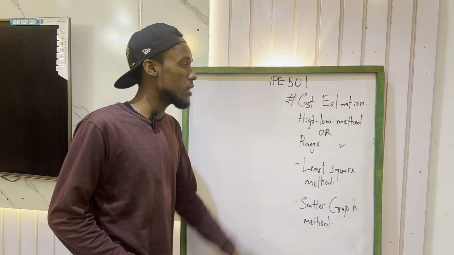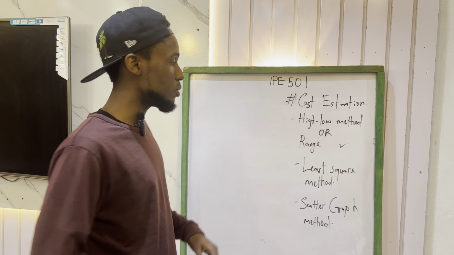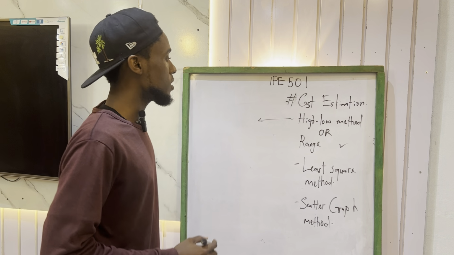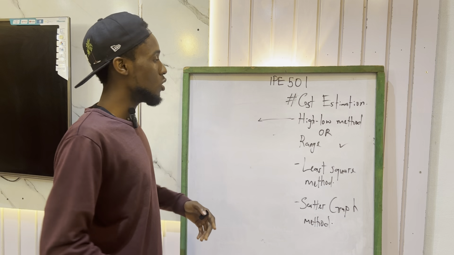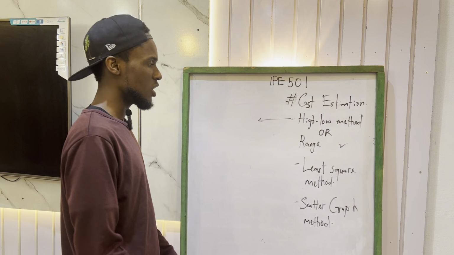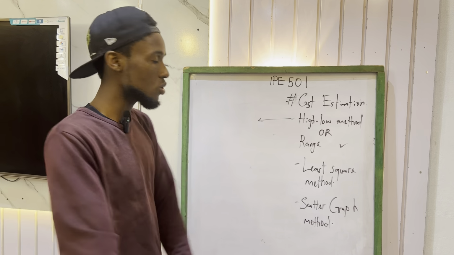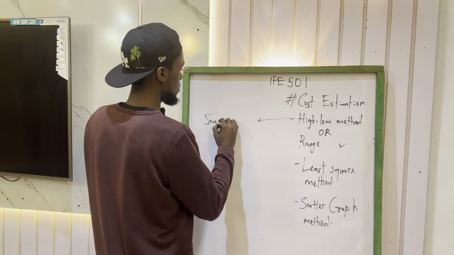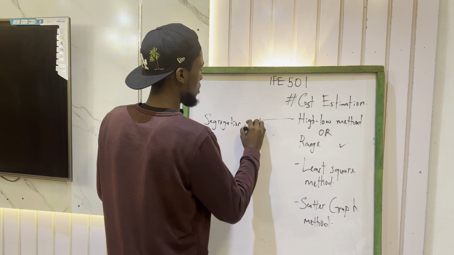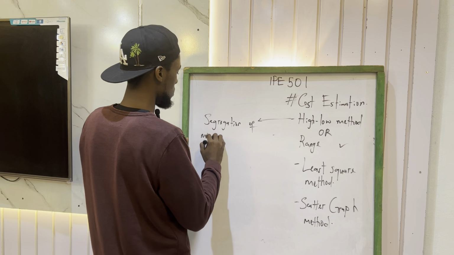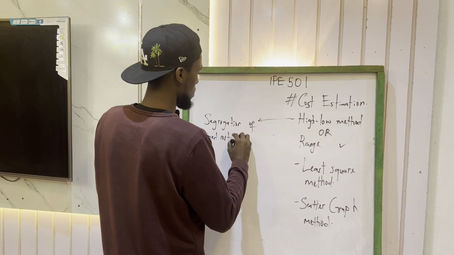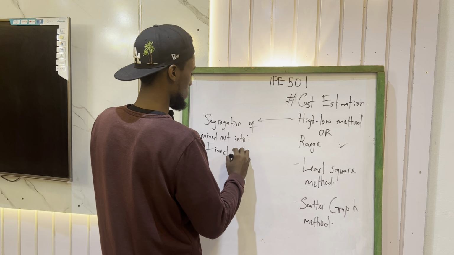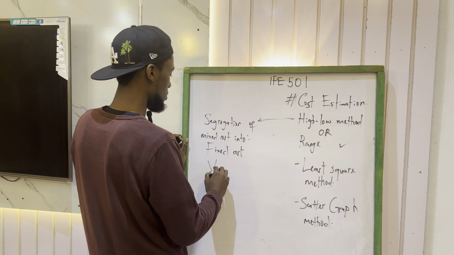Let's start with the high-low method or the range method. Now, the high-low method is basically the segregation, or the breakdown, of your mixed cost into your fixed cost and your variable cost.